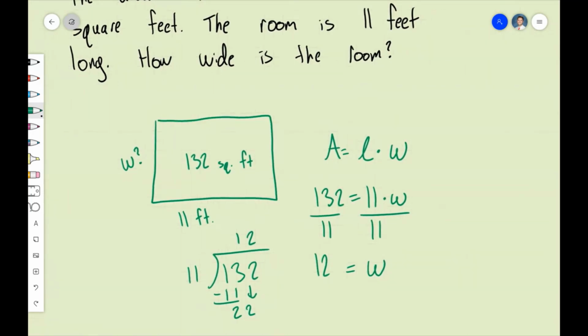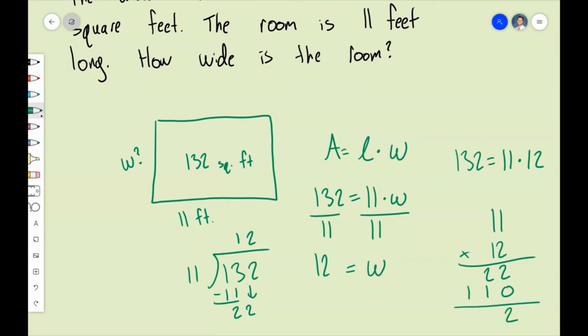As always, we will check. We said our area is 132, so 132 should be equal to 11 times 12. 2 times 1 is 2, and 2 times 1 is 2. Placeholding 0. 1 times 1 is 1, and 1 times 1 is 1. 2 plus 0 is 2, 2 plus 1 is 3. So we did get the correct answer. And that is just a quick look at solving equations using multiplication and division.